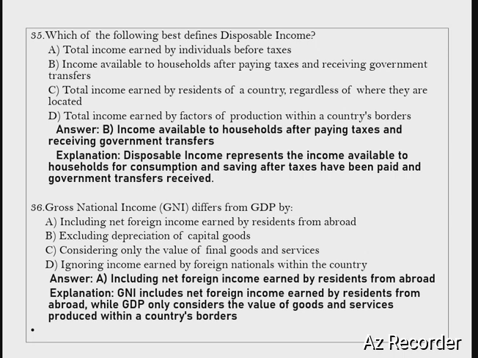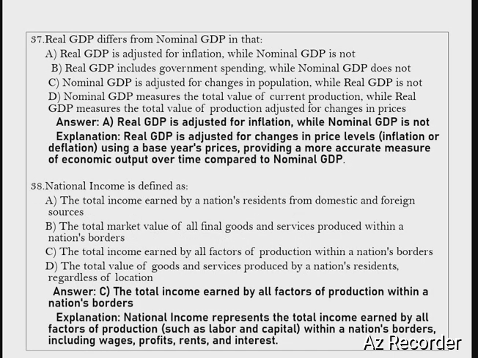Its explanation is, GNI includes net foreign income earned by residents from abroad, while GDP only considers the value of goods and services produced within a country's borders. Next question is, real GDP differs from nominal GDP in that option A, real GDP is adjusted for inflation while nominal GDP is not. Option B, real GDP includes government spending while nominal GDP does not. Option C, nominal GDP is adjusted for changes in population while real GDP is not.